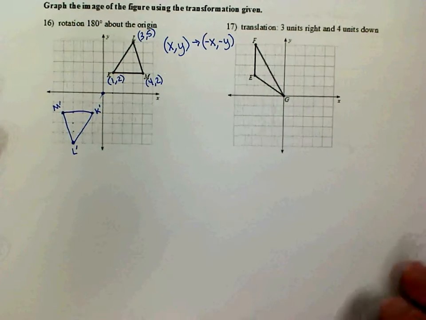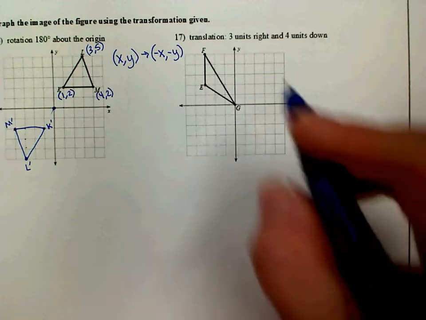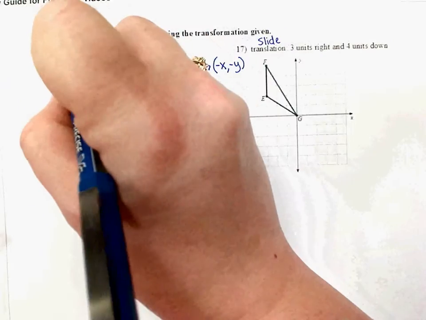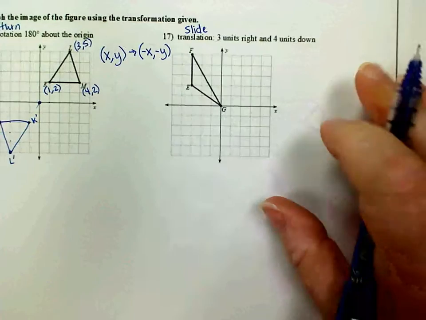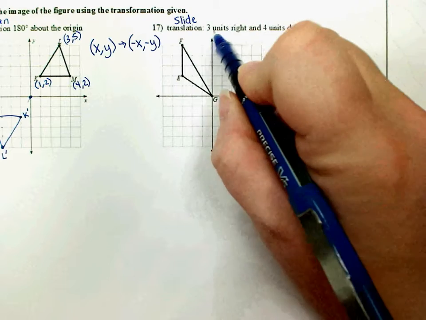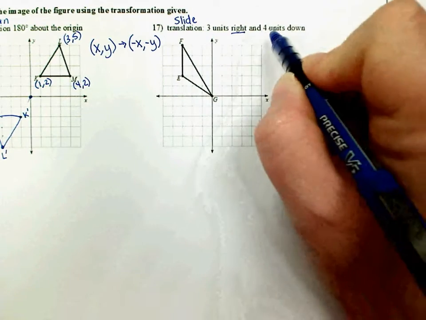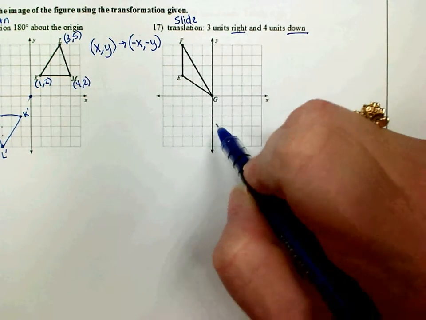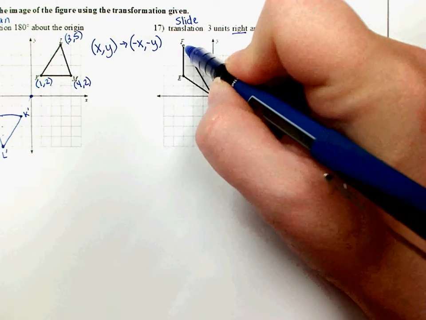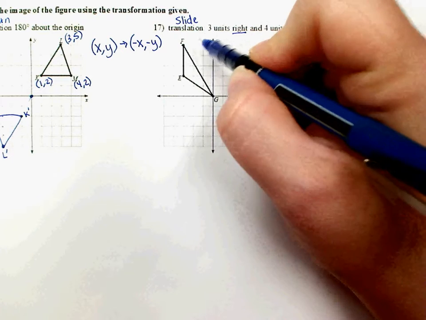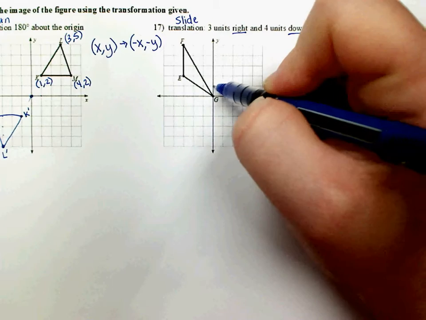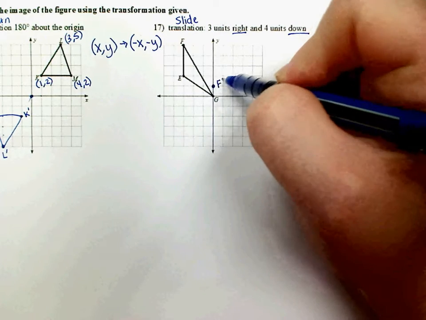On number 17, we have a translation, which remember is just a slide is all we're doing. A rotation, we were turning, but with translation, we're just sliding it. So it gives us directions to go. We want to go 3 units to the right and 4 units down. Okay, so there's 2 ways you can do that. You can just count. You can take point F and you can go 3 units to the right, 1, 2, 3, and 4 units down, 1, 2, 3, 4, and you know this is where F prime ends up.